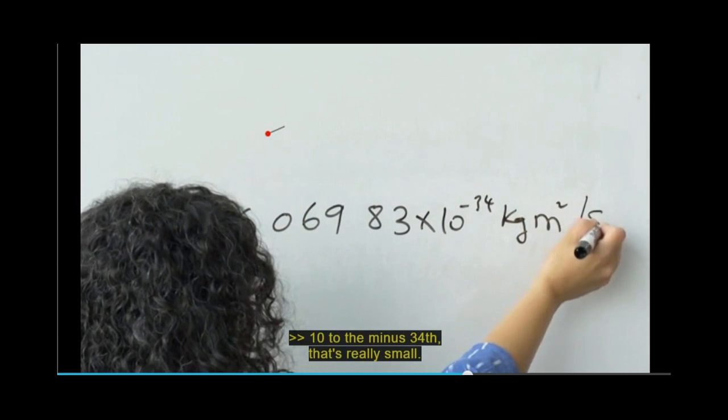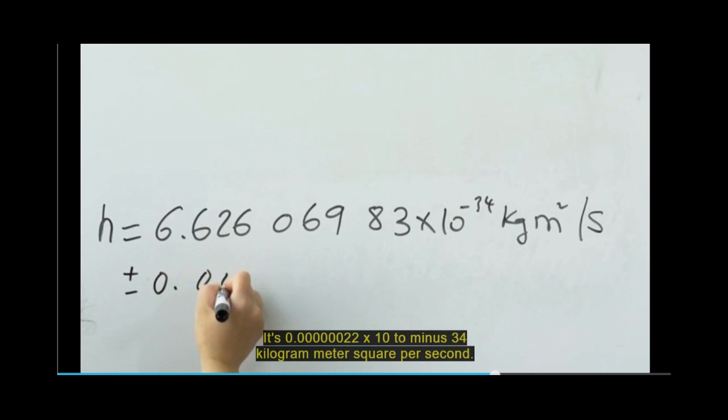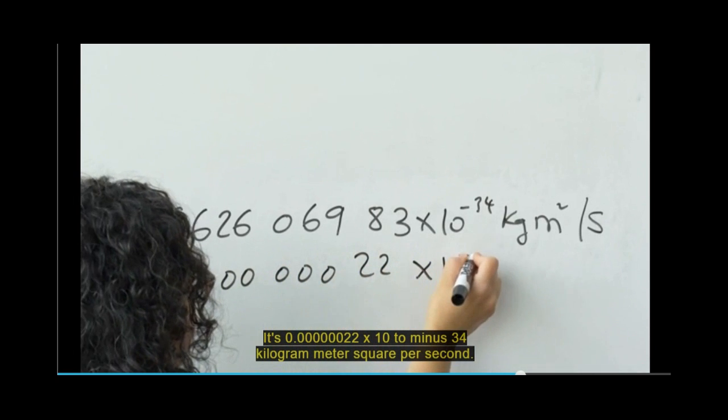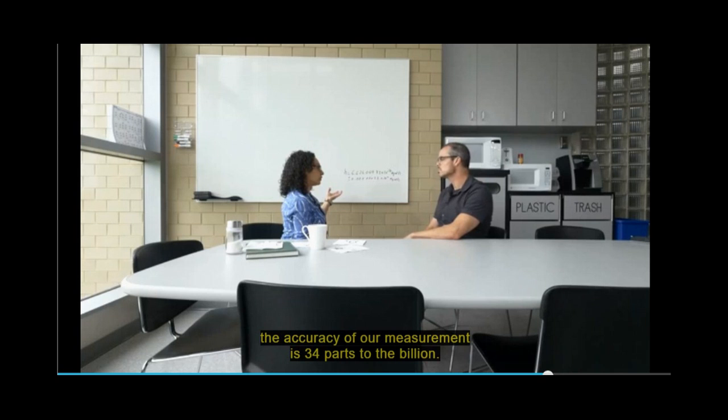10 to the minus 34, so that's really small. It is, and the uncertainty is very small too. It's 0.6022 times 10 to the minus 34 kilogram meter squared per second. And if you divide those two numbers, the accuracy of our measurement is 34 parts per billion.